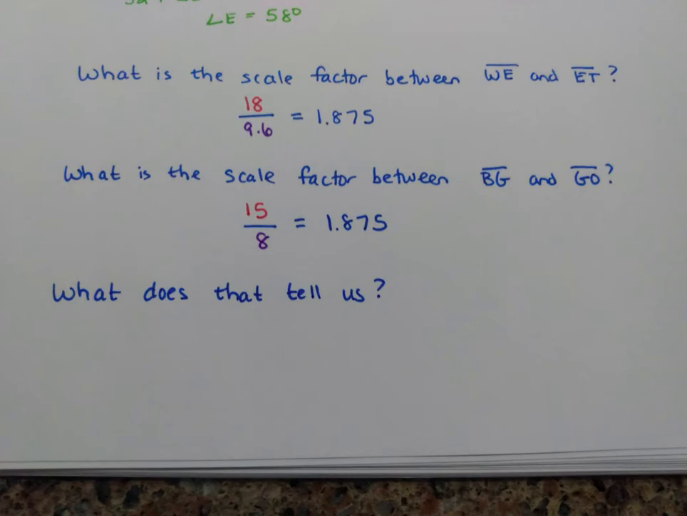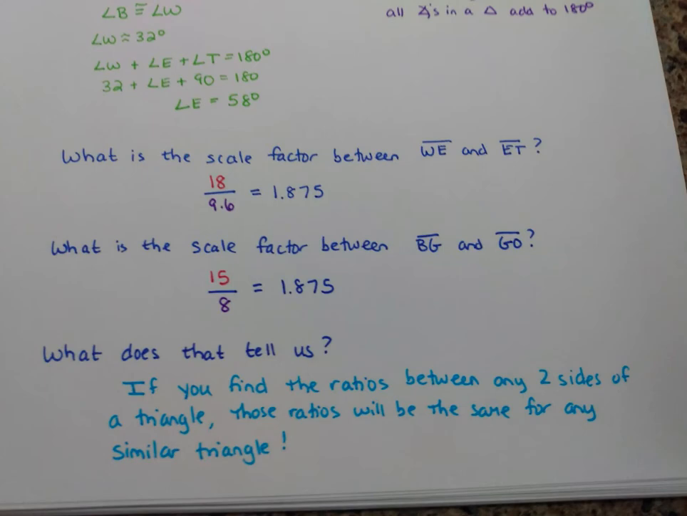What does that tell us? It's actually a pretty powerful thing. If you find the ratios between any two sides of a triangle, those ratios will be the same for any similar triangle. Think about it. If this is the ratio between these two sides, now I shrink those two sides by the same factor, then shouldn't this overall fraction be the same? It's saying that these two fractions are equivalent fractions.